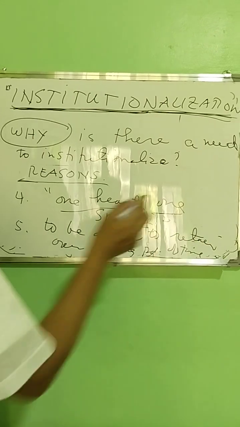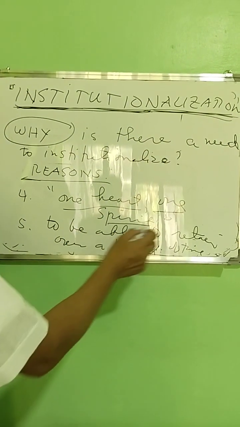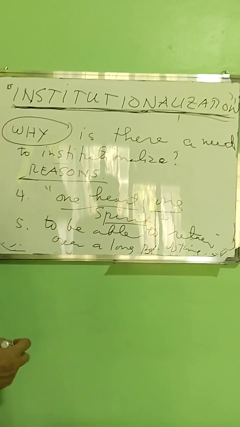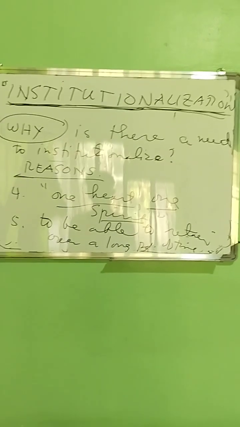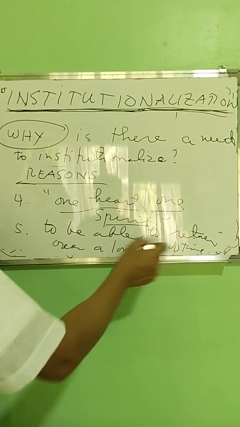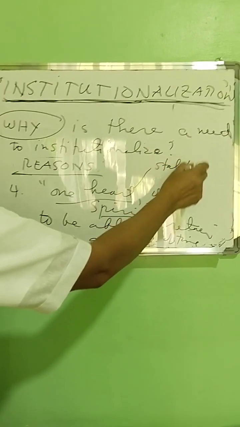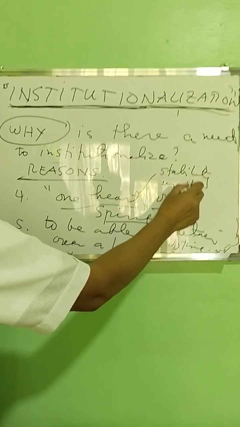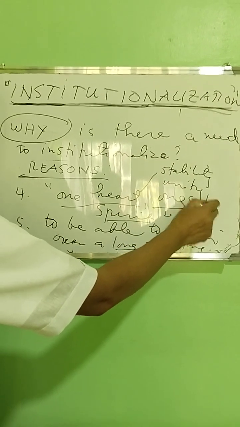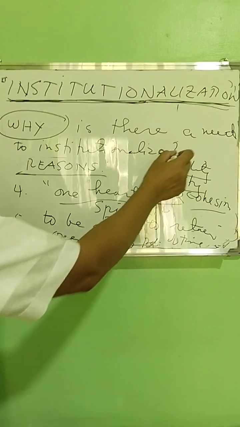In short, the last reason is that in order for the members of the organization or the people of society to be able to retain these values and norms over a longer period of time. What is the reason why there is a need for them to retain for a longer period of time? Well, for stability. I mentioned also unity, and of course, cohesion. Clear so far? So for stability, unity, cohesion, and of course, solidarity.